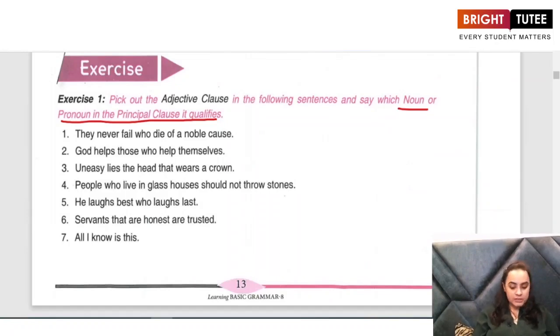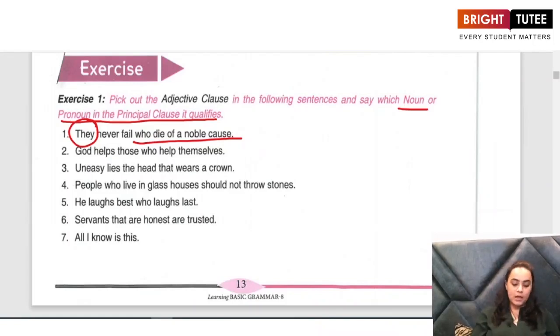What is my adjective clause? Who die in a noble cause. And who or what is my adjective clause describing? This is my pronoun that my adjective clause is describing.